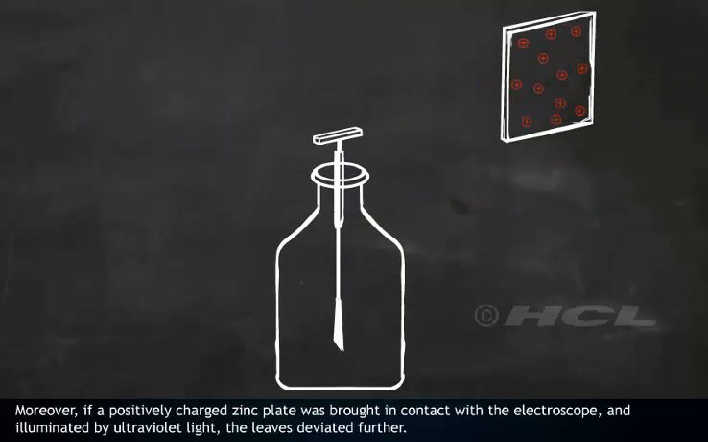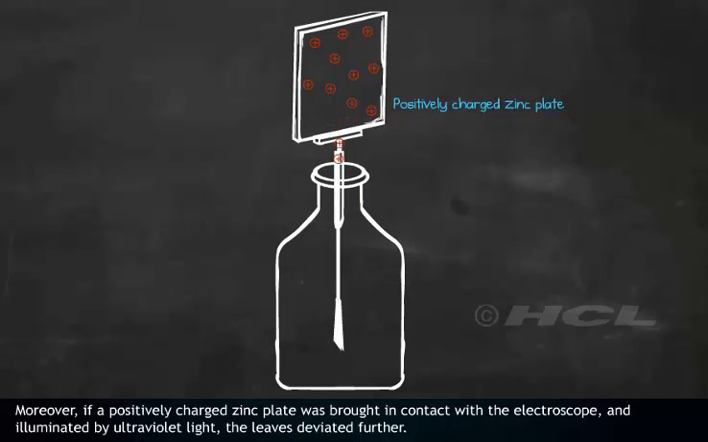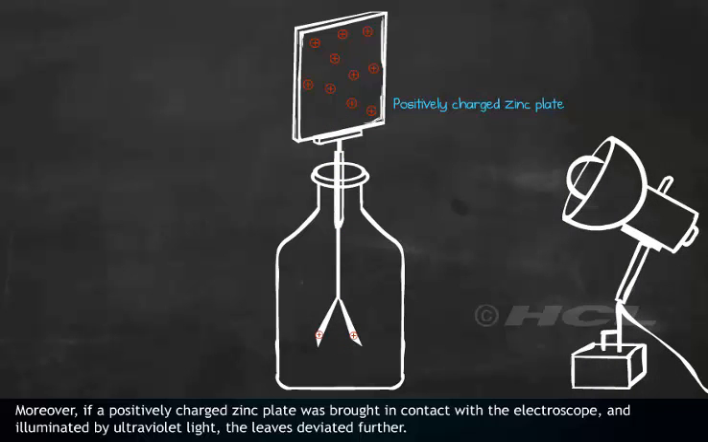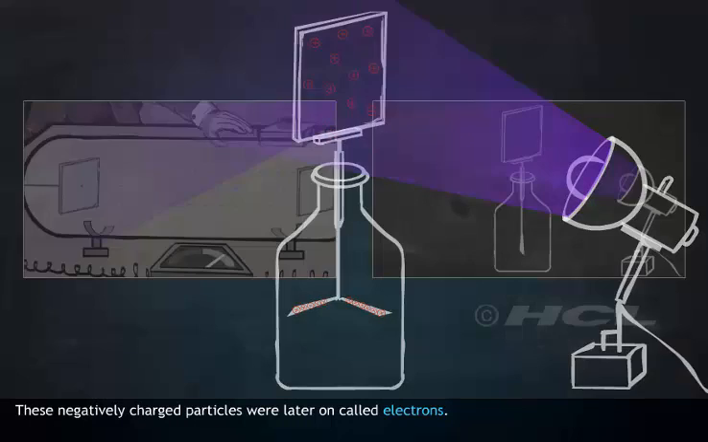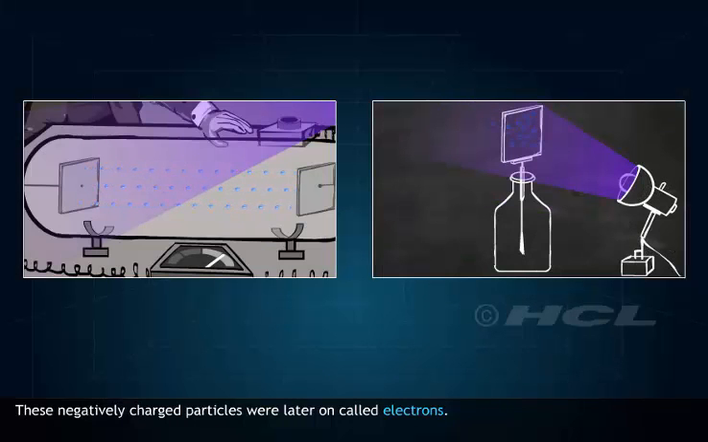Moreover, if a positively charged zinc plate was brought in contact with the electroscope and illuminated by ultraviolet light, the leaves deviated further. This meant that the ultraviolet light caused some negatively charged particles to leave the zinc plate, enhancing its positive charge. These negatively charged particles were later on called electrons.